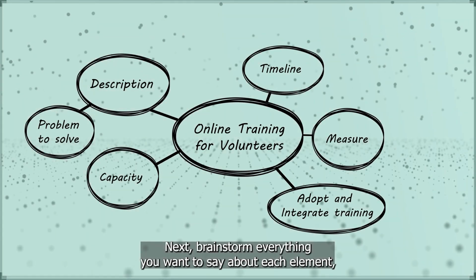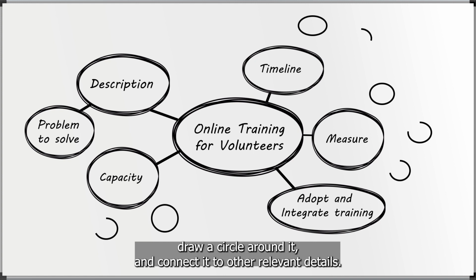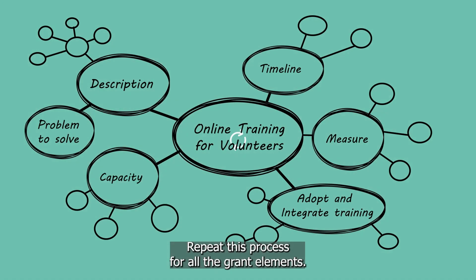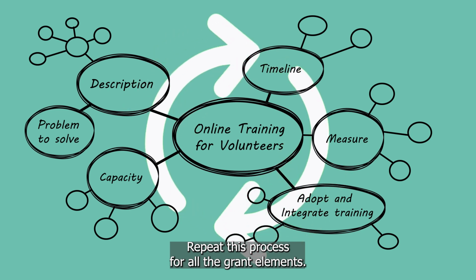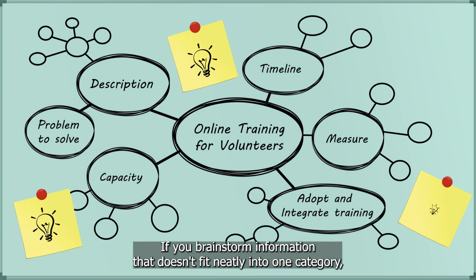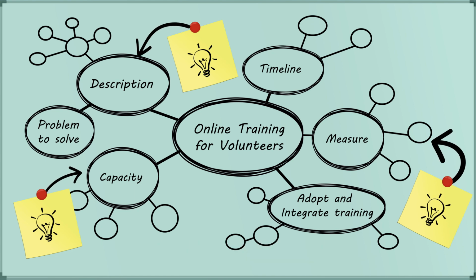Next, brainstorm everything you want to say about each element, write it down around the element, draw a circle around it, and connect it to other relevant details. Repeat this process for all the grant elements. If you brainstorm information that doesn't fit neatly into one category, write it off to the side and connect it to other elements on your map.